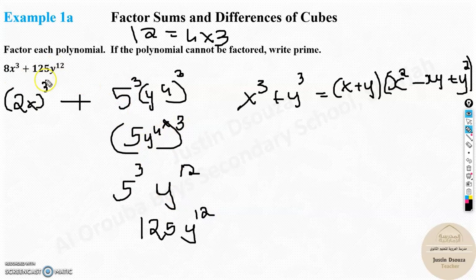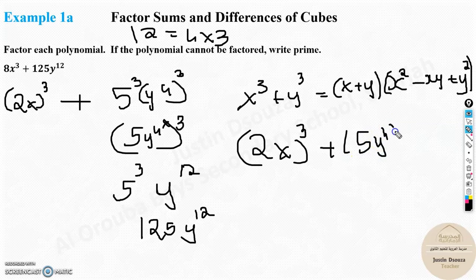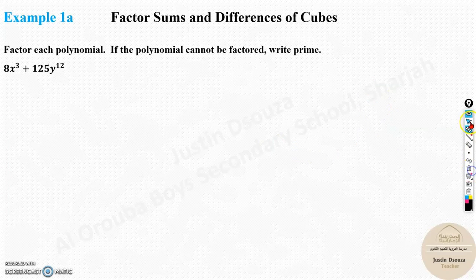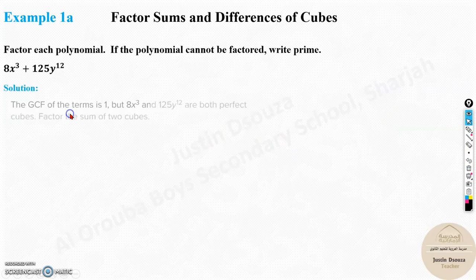If you solve this, you will get the same. So this is how we manipulate the terms and rearrange and write. Now I can use this (2x)^3 plus (5y^4)^3. Now I can substitute x as 2x and y as 5y^4, and you can solve it up. So you can see over here the greatest.